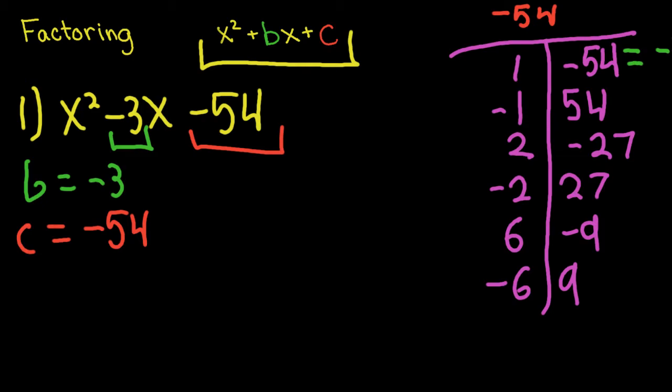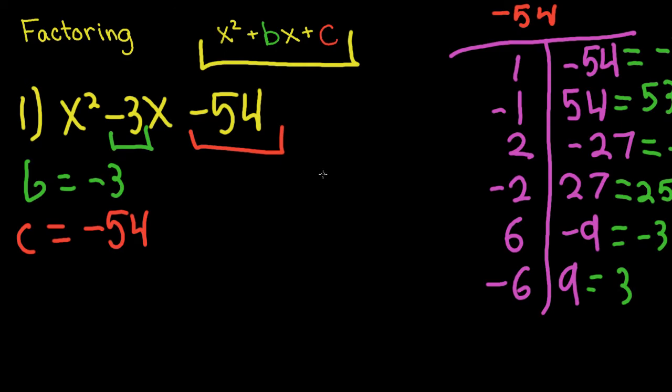My second one, -1 plus 54, gives me 53. Again, I must move on. 2 plus -27 gives me -25. -2 plus 27 gets me +25. 6 plus -9 gets me -3. And -6 plus 9 gets me +3. Maybe you've already figured it out, but the two numbers that will get us b are 6 and -9.